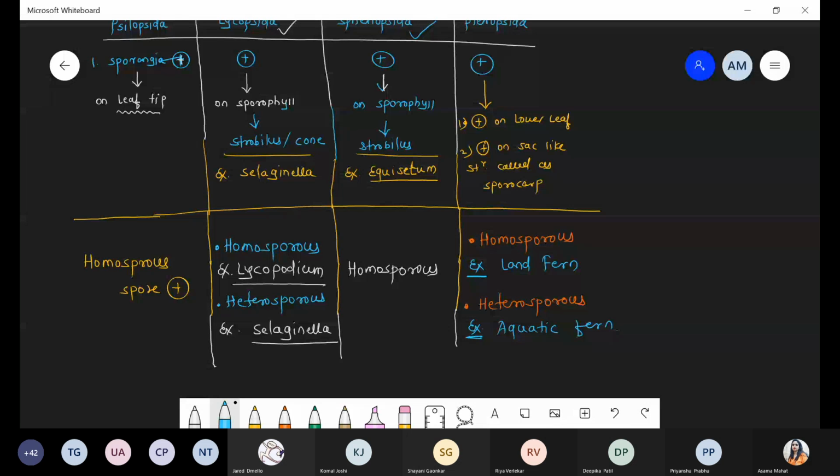Under the Lycopsida, 2 conditions are present: homosporous as well as heterosporous. The example for homosporous is Lycopodium, and for heterosporous, the example is Selaginella. Similarly, in the most advanced Pteropsida, again we have homosporous, which is common in the land fern, and heterosporous, which is present in the aquatic fern. Clear? Mostly the homosporous condition is present in land fern, and the hetero is present in aquatic.